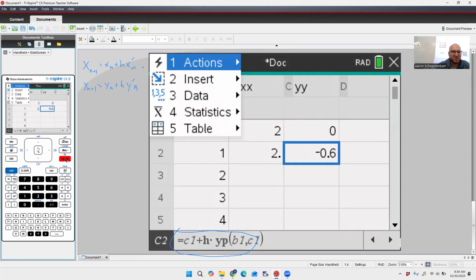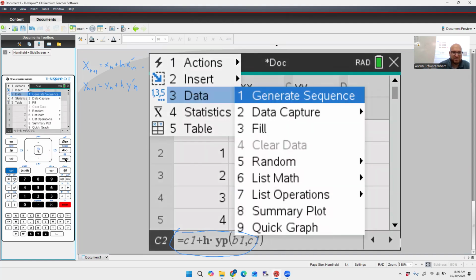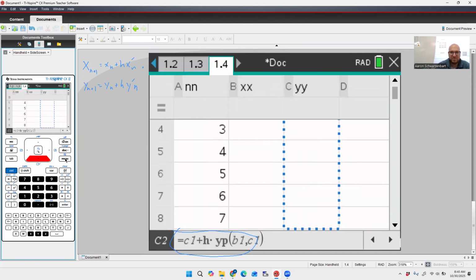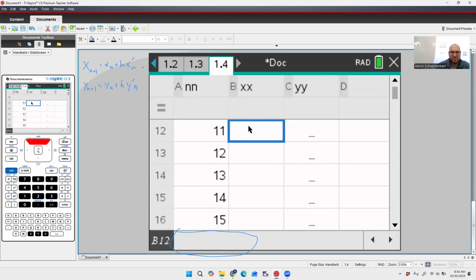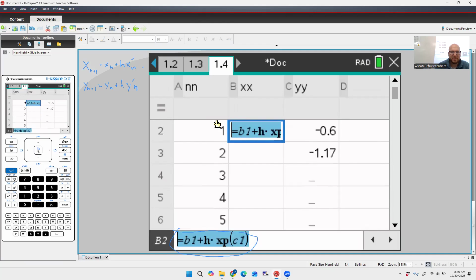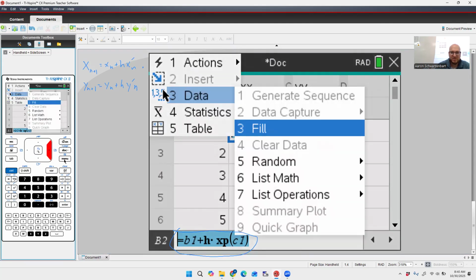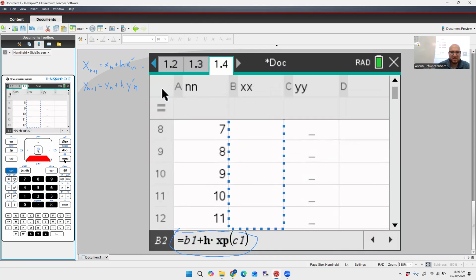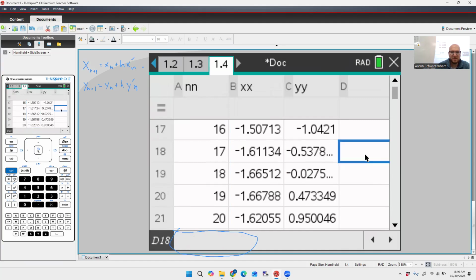Now we're going to do menu, data, fill. And it won't calculate it because it needs both of them. Do that one. Syntax error during insertion.